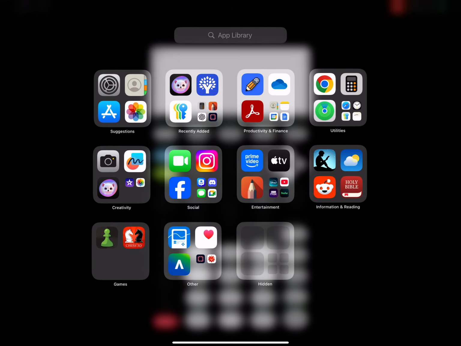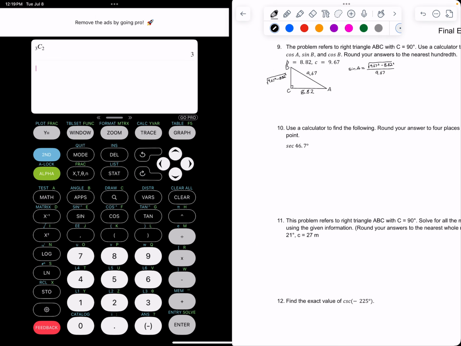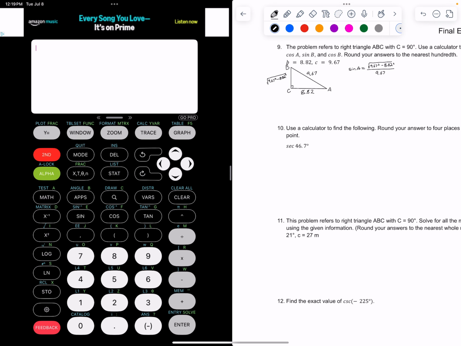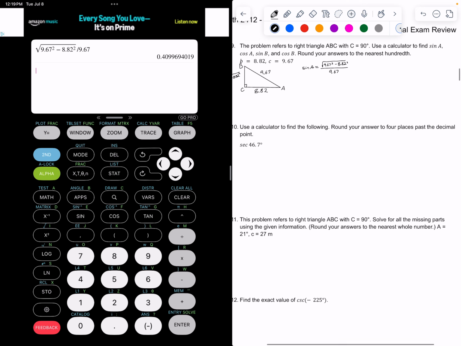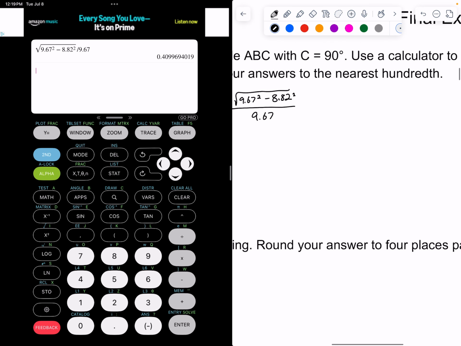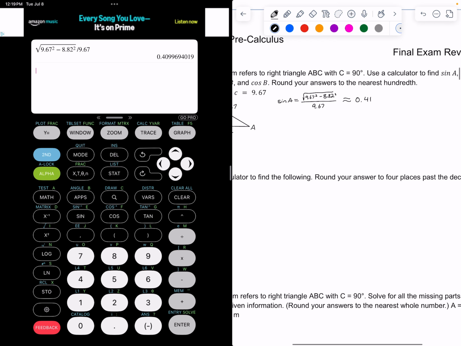So let's see. In a calculator, it will be root of 9.67 squared minus 8.82 squared. And then I'm going to divide that whole thing by 9.67. And I get 0.4410. Oh, but it tells us to just do two decimal places, so 0.41 is the right answer.